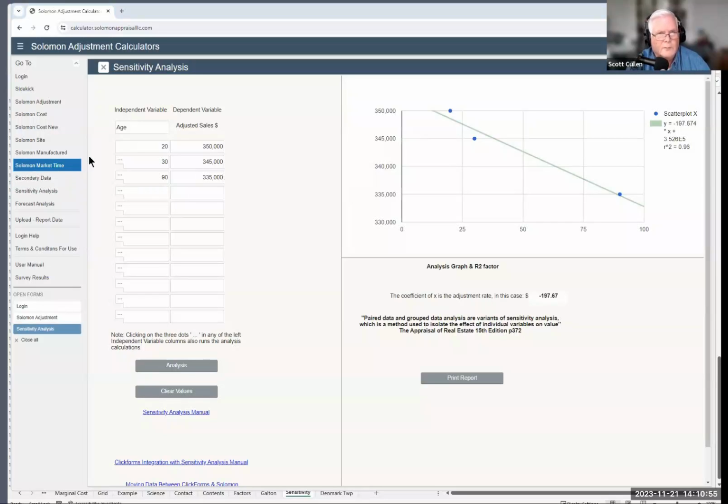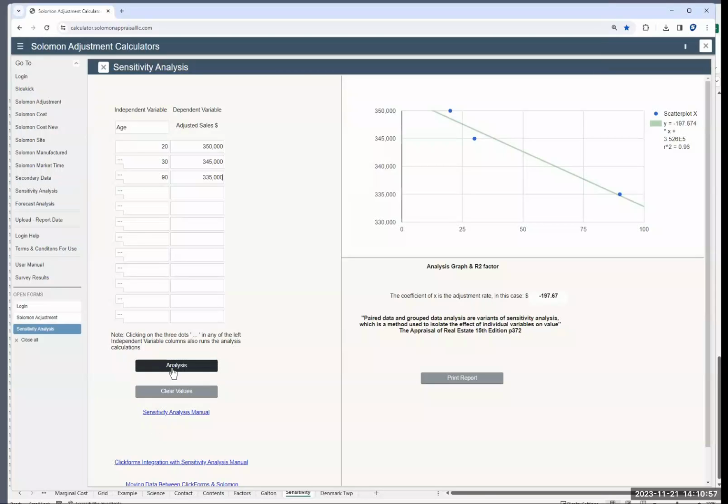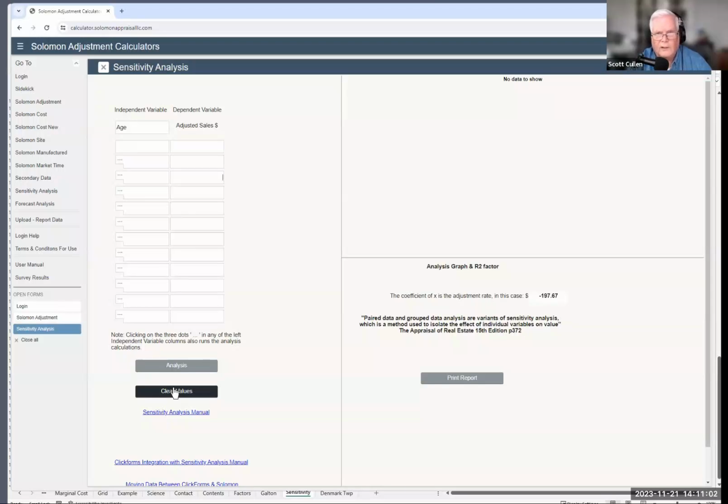I'm going to switch over to a bedroom adjustment. Now, bedrooms do not have a cost. I tried to figure out the cost of a bedroom at one point.